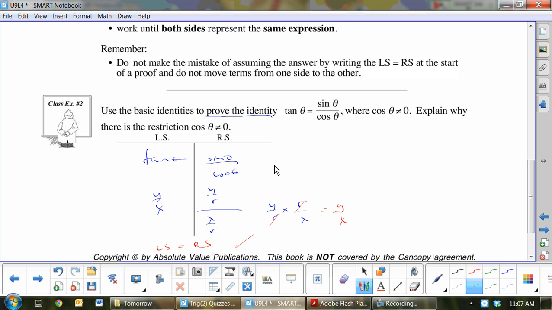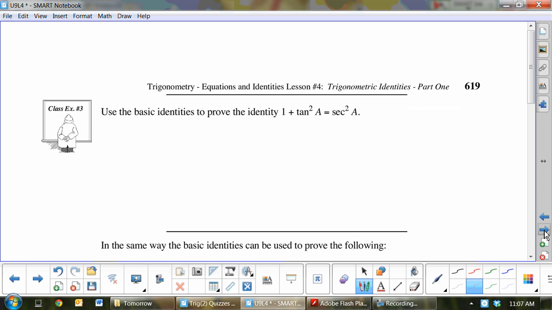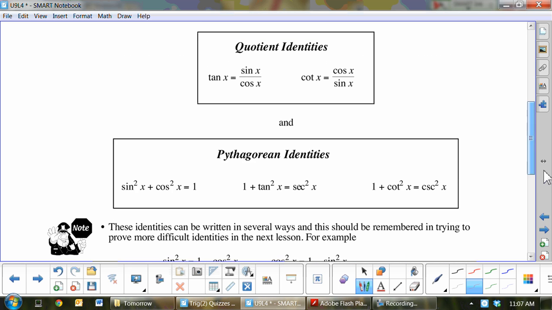Now, here's some other ones you need to know. Now, these ones you know already. Tan equals sine over cos. Just proved it. And cotan equals cos over sine. Now, even with this, I can prove this, because this is an inverse, or reciprocal. So this is also reciprocal.